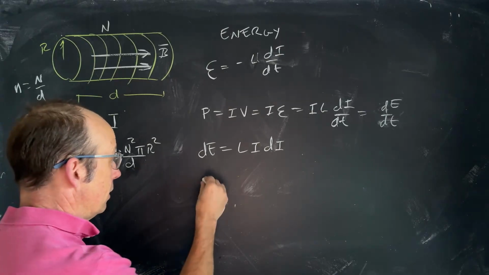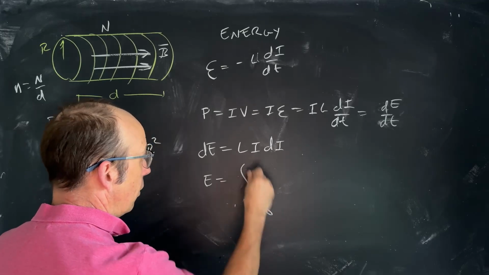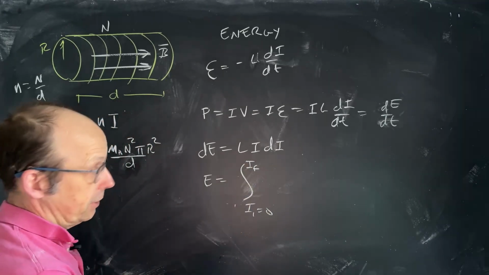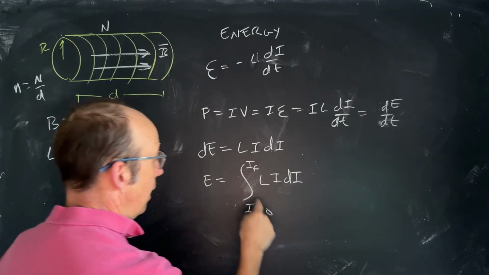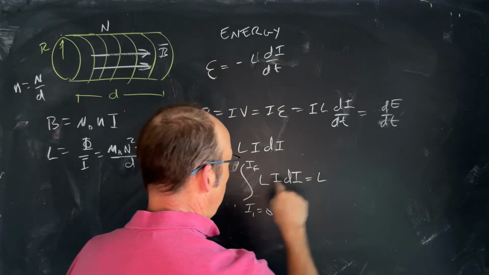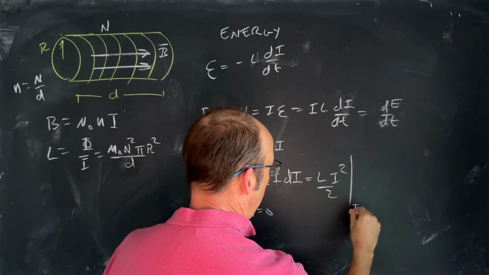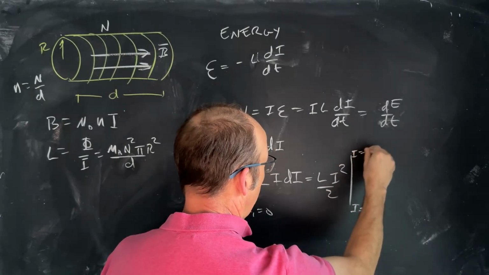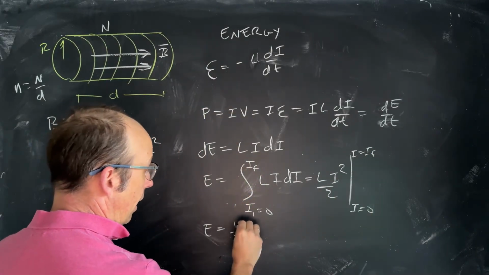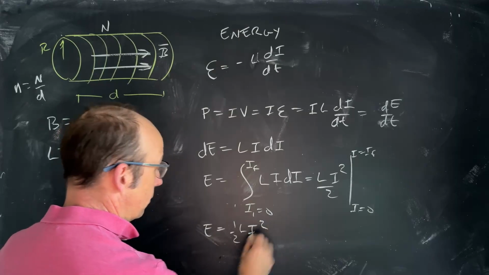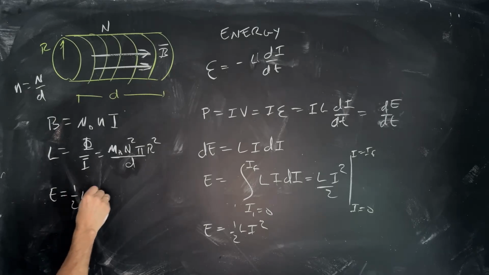Now I can integrate both sides. So E is going to be the integral from I equals 0 to I final, whatever that is. I'm going to start from zero current of L I di. I can factor out the L, and I can integrate I di pretty easily. That's going to be I squared over 2 from I equals 0 to I equals I final. And so the energy stored in an inductor is 1/2 L I squared. That's important. Let's put that over here. The energy is 1/2 L I squared.